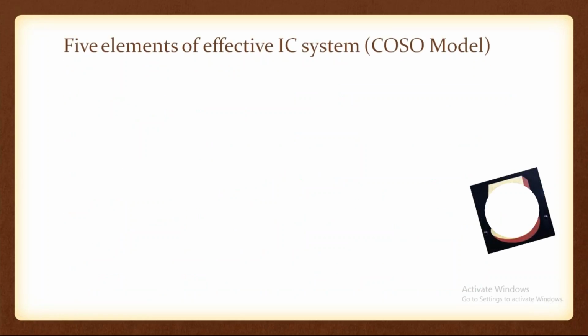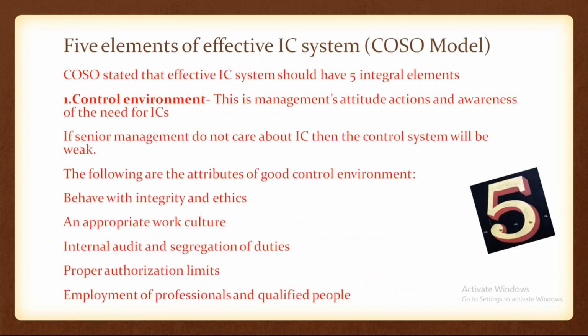So there are five elements of a good internal control system. The number one for a good internal control system, or what we call an effective control system, is that we must have a sound control environment. It is the actions, attitude, and awareness. This is a good short question that we get in your paper all the time. Generally, it is believed that you have a good control environment provided you behave with integrity and ethics.